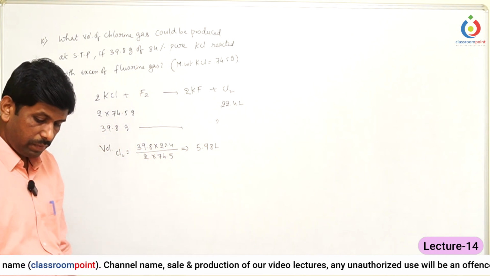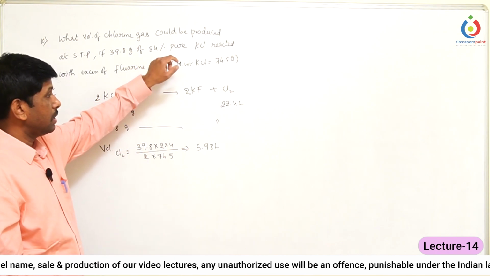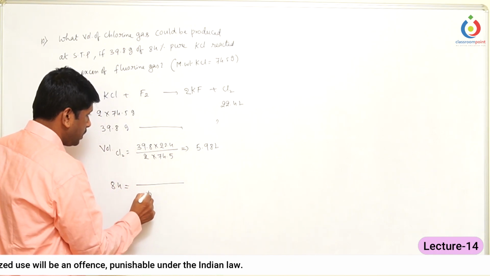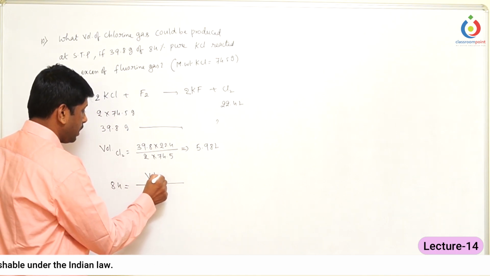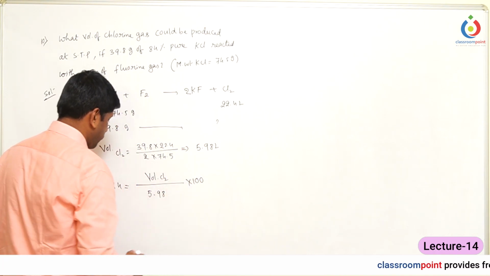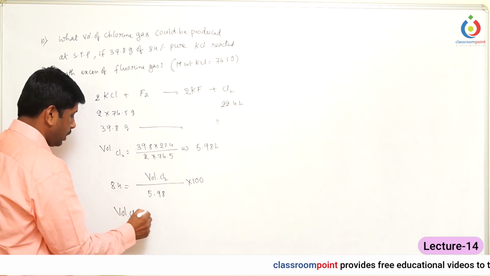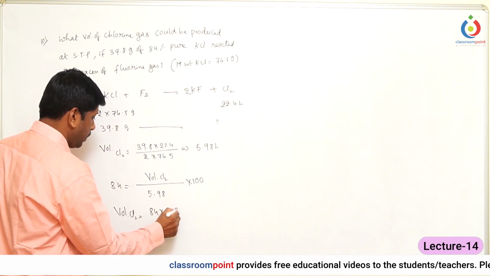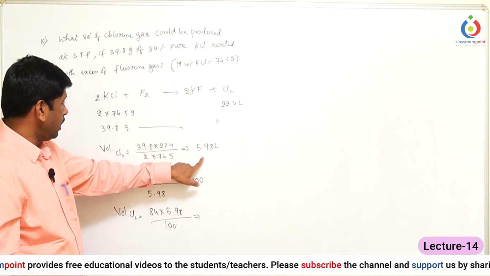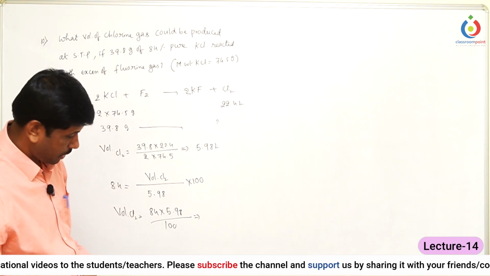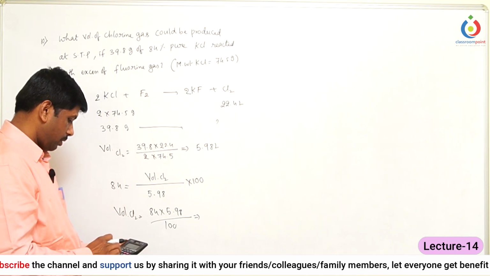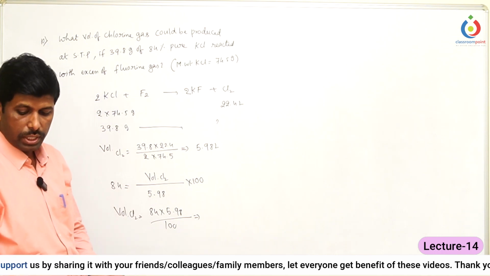This 5.98 liters is coming from the impure sample. But in that only 84% is participating in the process. So the volume from the pure sample that you are expecting is 84 into 5.98 divided by 100. Whatever volume we calculated would hold if it completely participated, but it is not participating completely. So it is equal to 84 into 5.98 divided by 100, which is 5.02 liters.